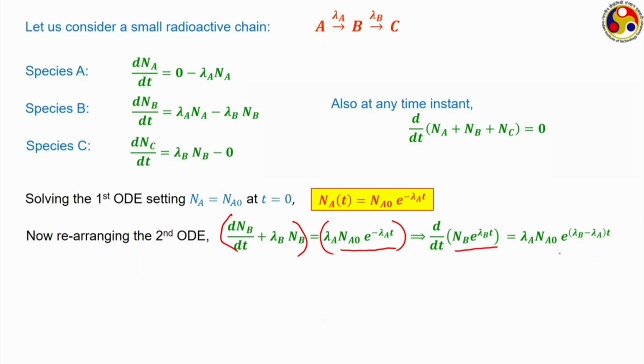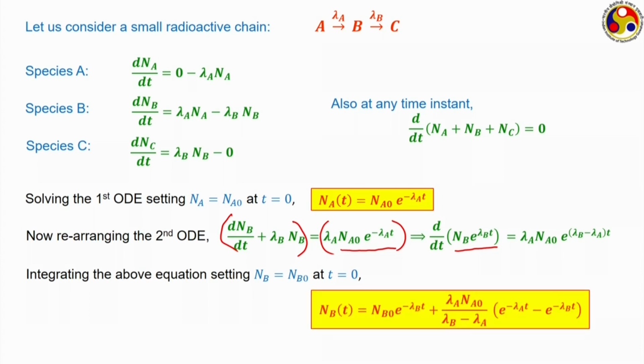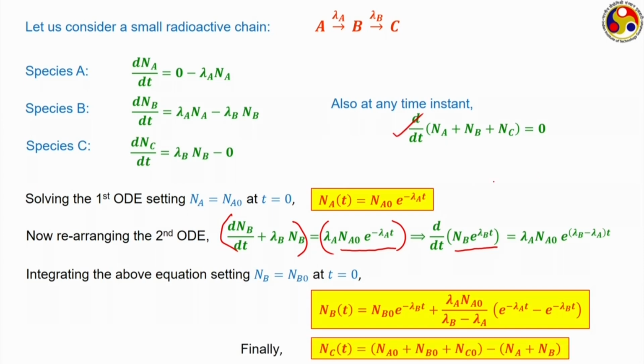The right hand side is a straightforward form, and this can be integrated from time t equal to 0 to whatever time t we want, taking N b equal to N b naught as the initial number of nuclei of B, and accordingly we get this particular mathematical form of N b. This is a simple mathematical derivation you can follow using the procedure I have just mentioned, and then making use of this condition we can get the number of nuclei N c varying with time.